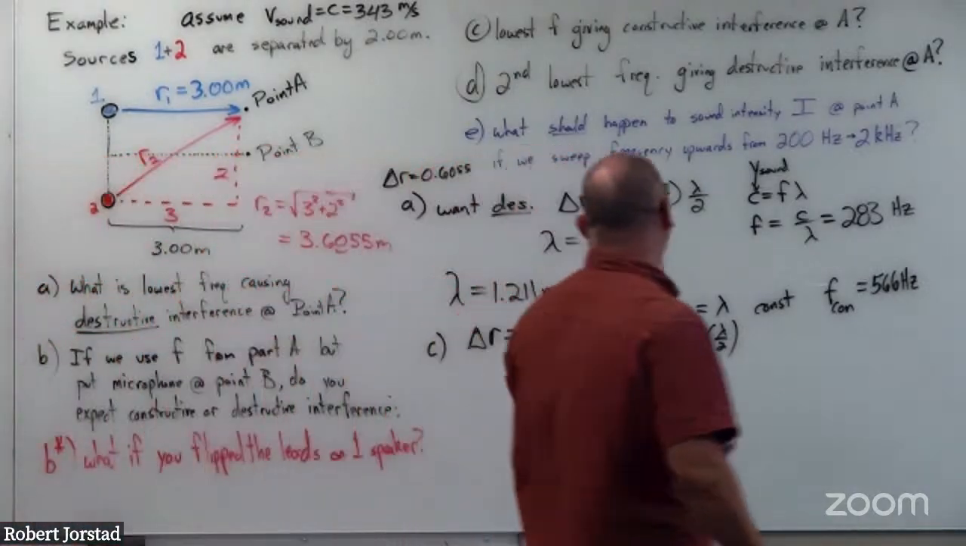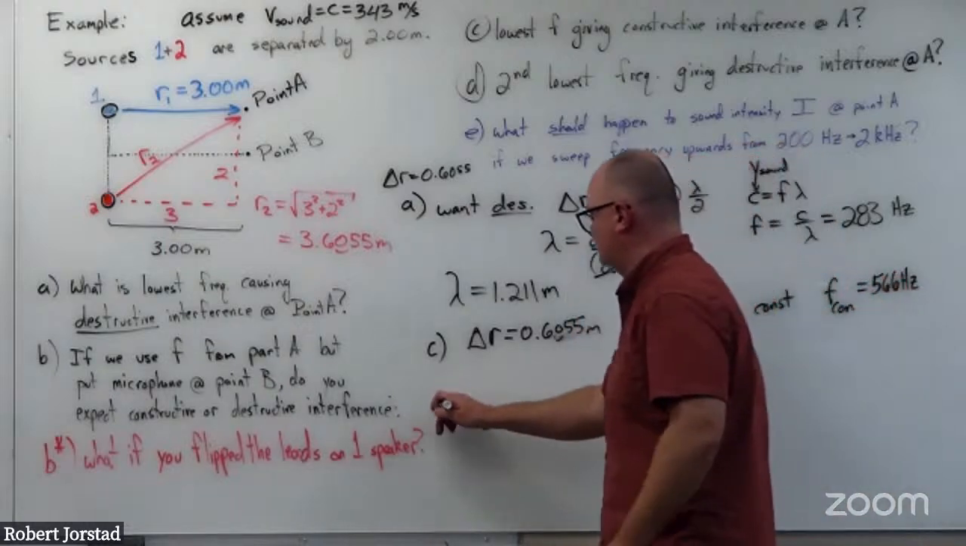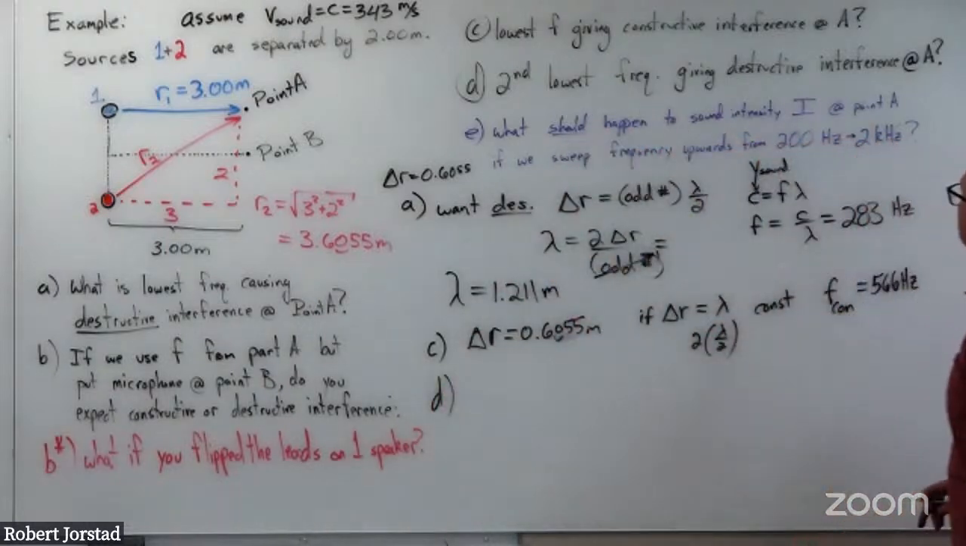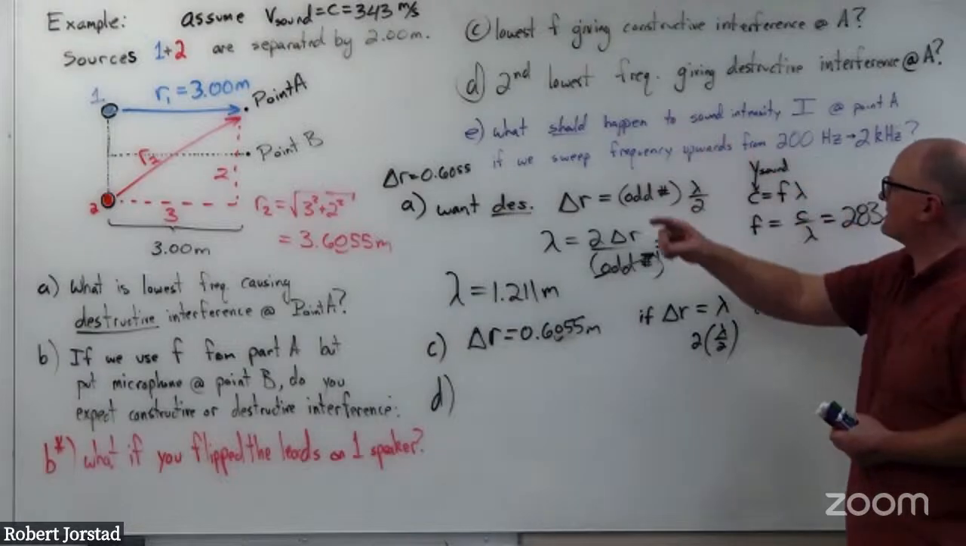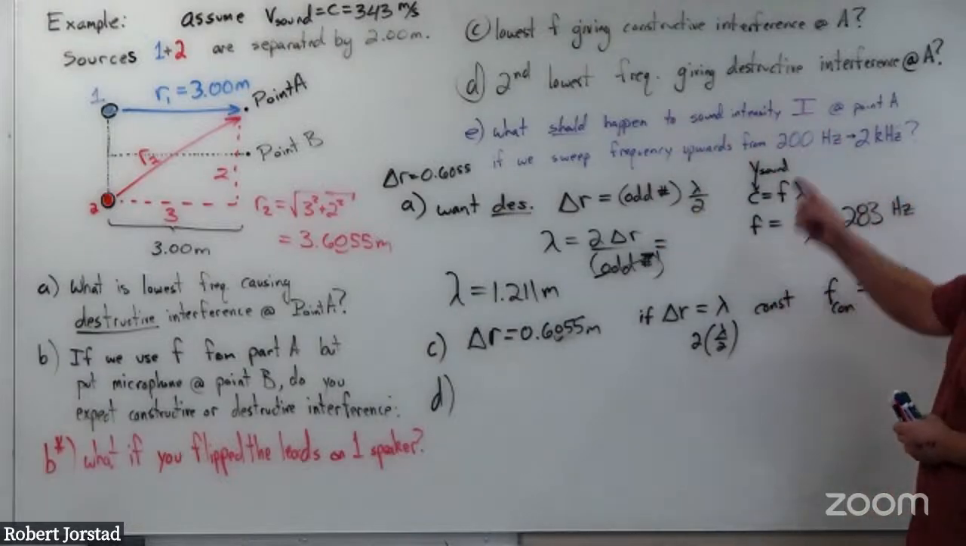And then part D, if you want the second lowest frequency giving destructive interference at point A. Notice all the crap we have to specify. Which frequency, what type of interference, and where is it located?